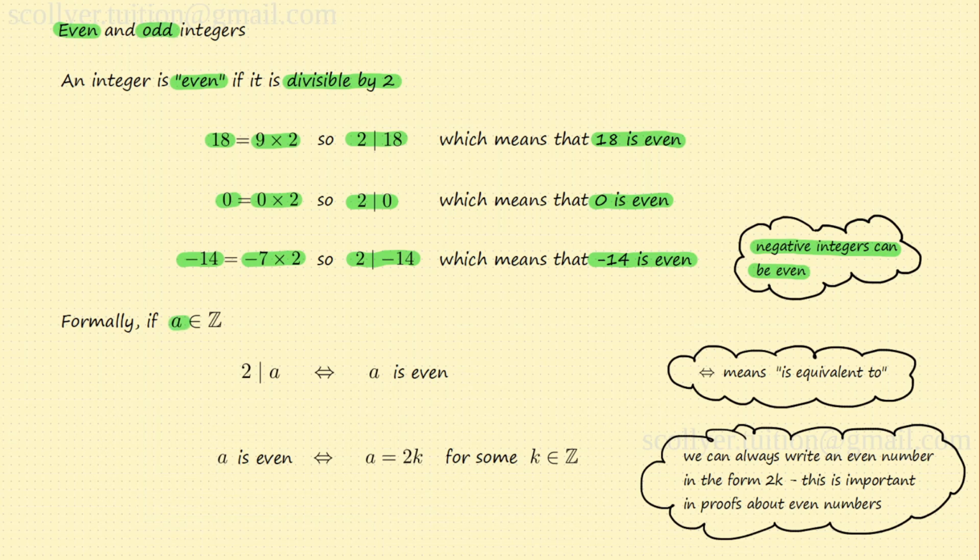And so if A is an integer in the set Z, then 2 divides A is equivalent to saying that A is even. And the double-headed arrow symbol means is equivalent to. And so if A is even, it follows from the fact that 2 divides A that we can write A as 2 times k for some integer k in the set Z. So we can always write an even number in the form 2k, and this fact is important in proofs about even numbers.